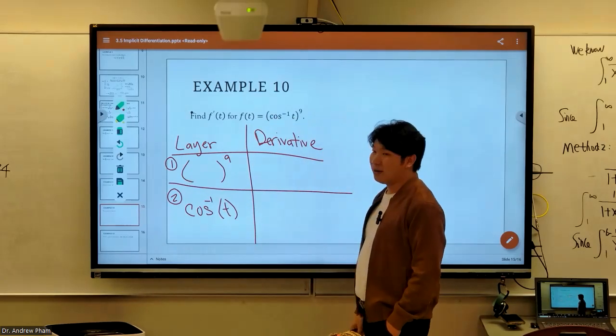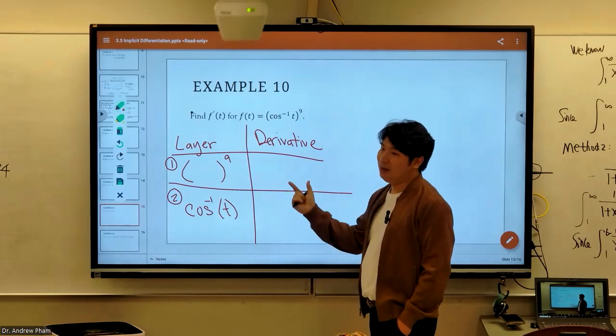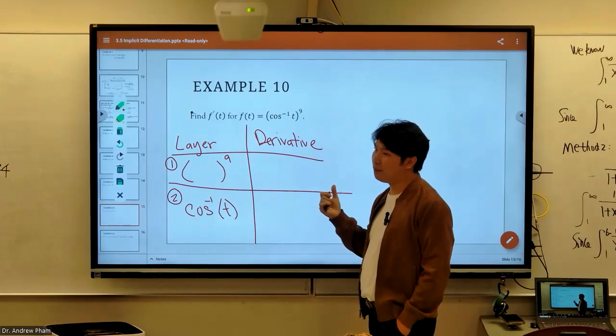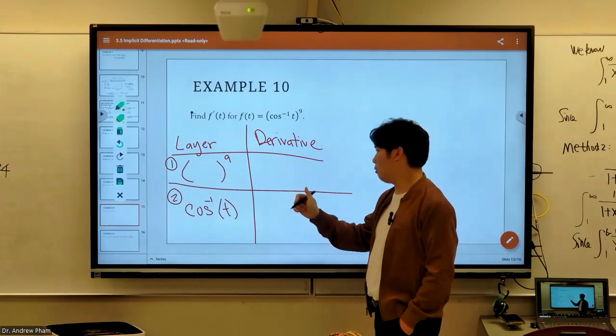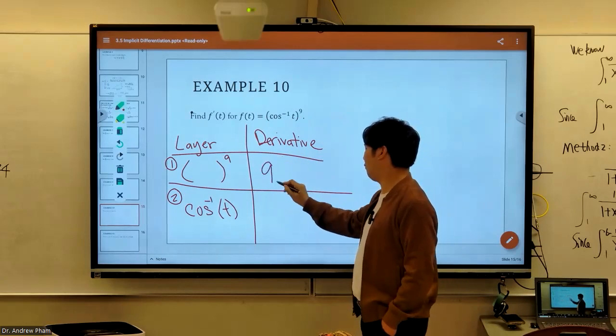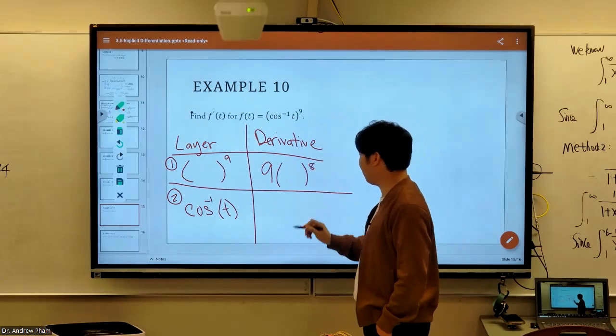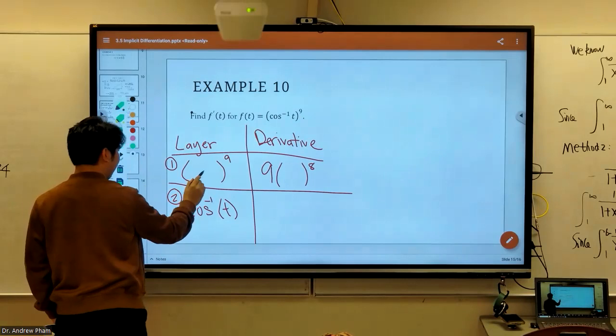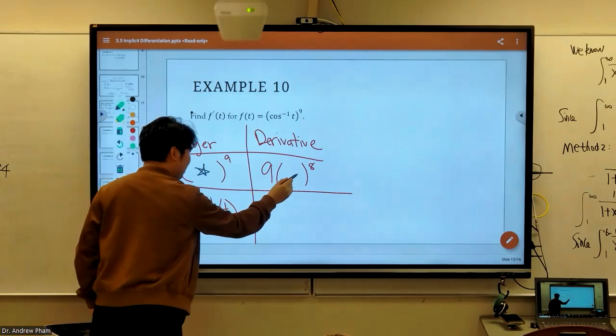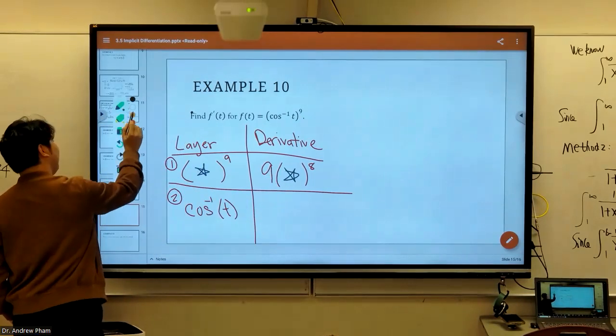All right, so now I just take the derivative of each layer. Derivative of something to the 9th power, we just have our power rule, which says we bring down the 9 and reduce that power by 1. And again, if you want, just for the sake of continuity, whatever's in this layer should also be in that layer.